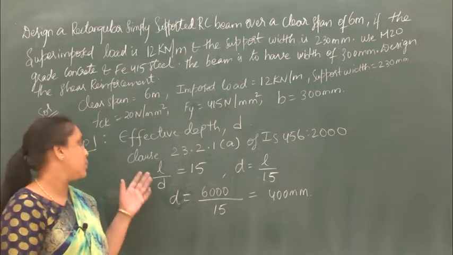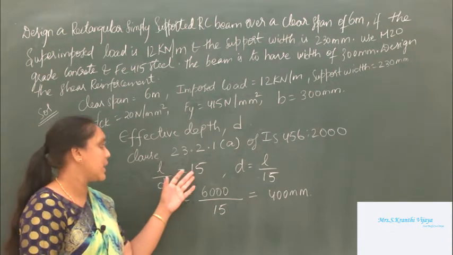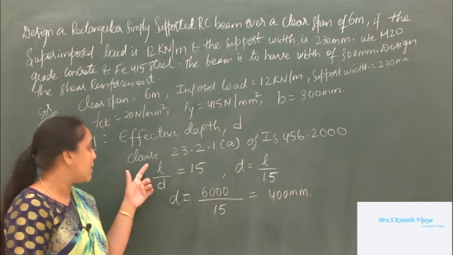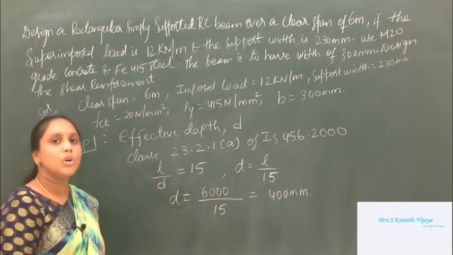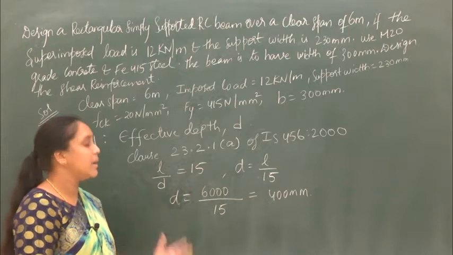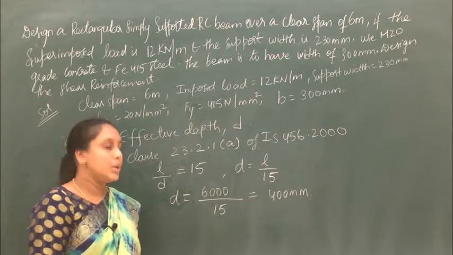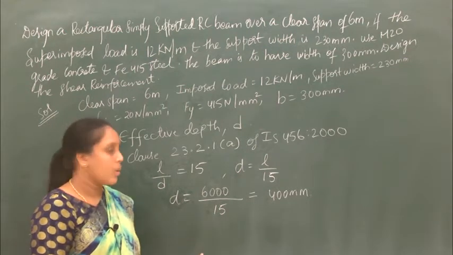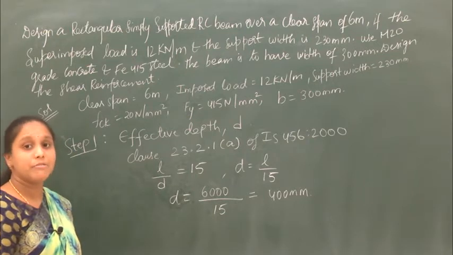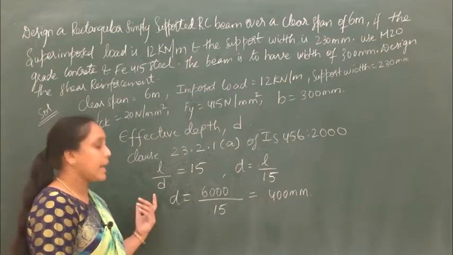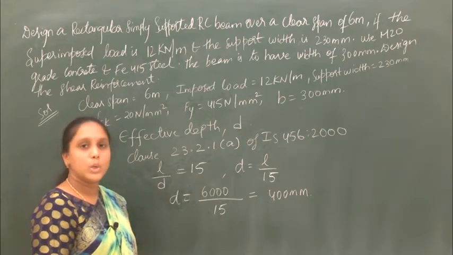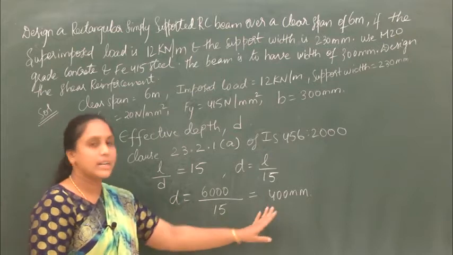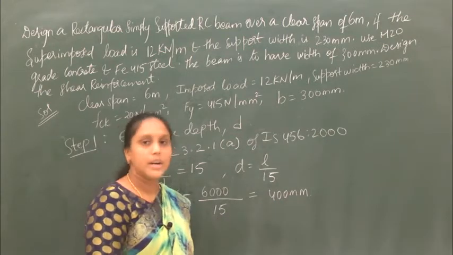You can assume any other ratios also. L by d you can take 20, you can take 10 also. So up to 20 the L by d ratios can be taken. But in most effective cases, the range you can take for L by d is from 12 to 15, so that you will get good values. So the range for stiffness, if you want to consider, L by d can be between 12 to 15. I have considered 15 and from that I have calculated the effective depth d as 400 mm.